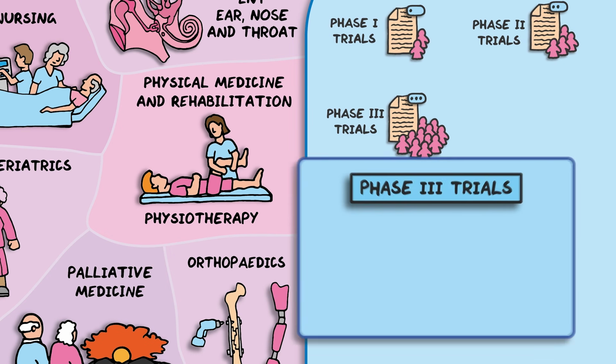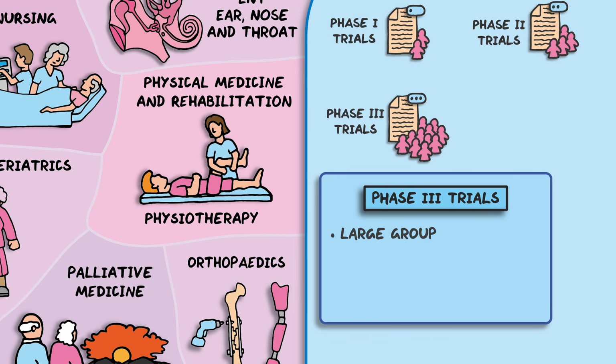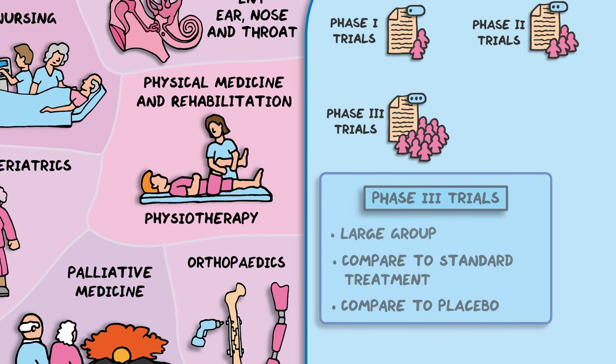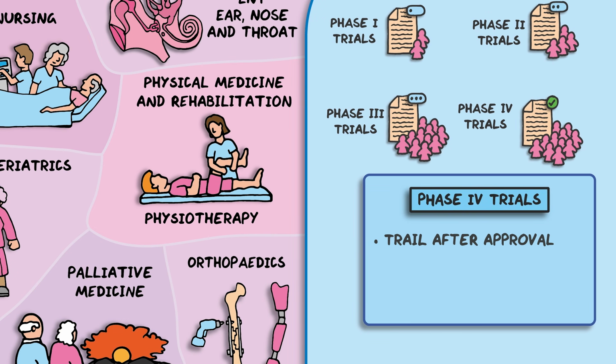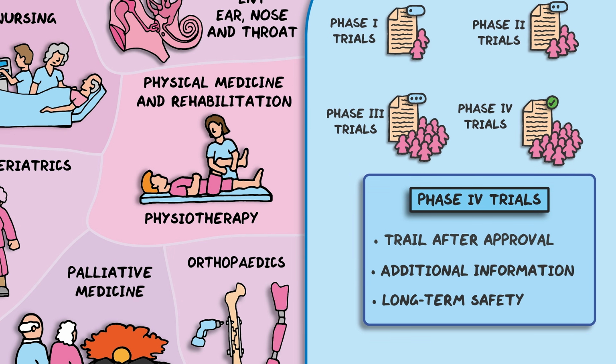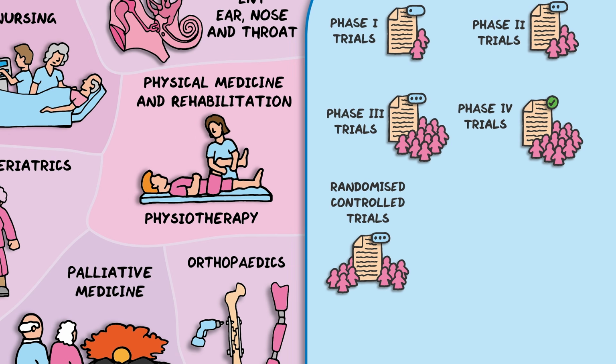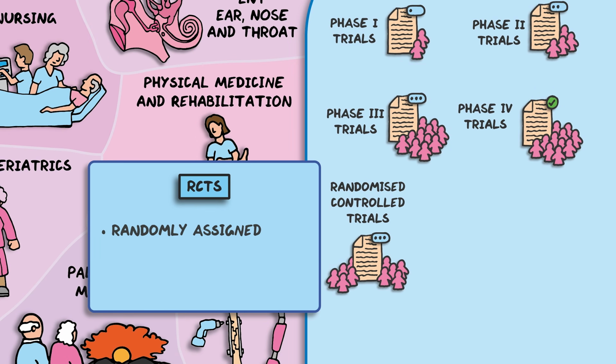Phase 3 trials are conducted on large groups of patients and are used to confirm the effectiveness of the drug or treatment and compare it to the standard treatment or to a placebo. Phase 4 trials are conducted after the drug or treatment has been approved by the regulatory authorities and are used to find out about the long-term benefits and side effects. A randomized controlled trial is a type of trial in which patients are randomly assigned to receive either the experimental treatment or a standard treatment or a placebo. This type of trial is considered the gold standard for evaluating the effectiveness of a treatment.